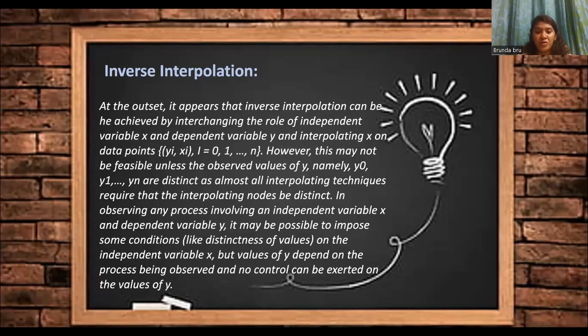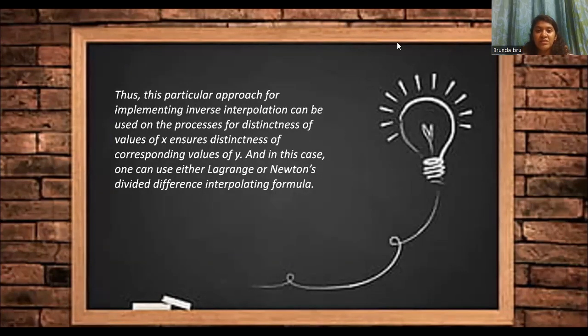In observing any process involving an independent variable x and dependent variable y, it may be possible to impose some conditions on the independent variable x, but values of y depend on the process being observed, and no control can be exerted on the value of y. Thus, in this particular approach, inverse interpolation can be used on the process where distinctness of values of x ensures distinctness of corresponding values of y. And in this case, one can use either Lagrange's or Newton's divided difference interpolation formula.